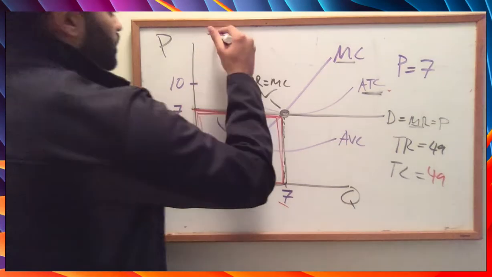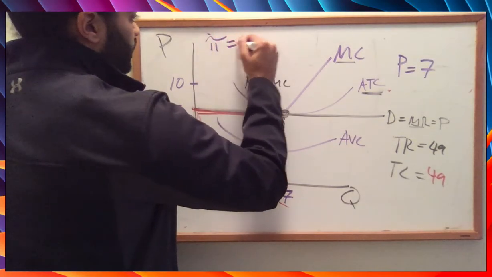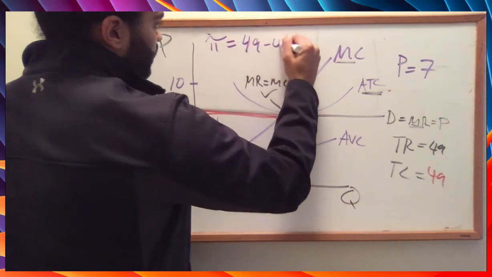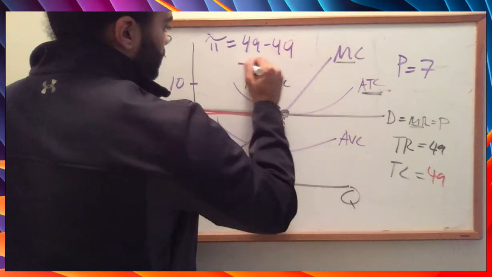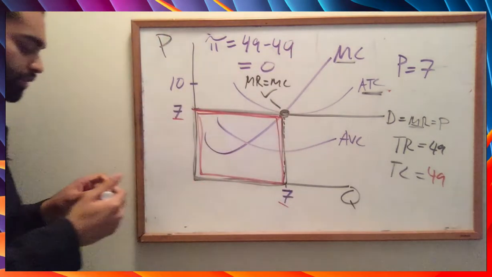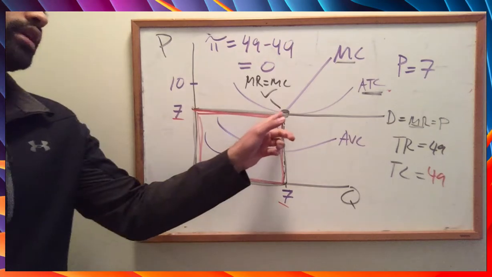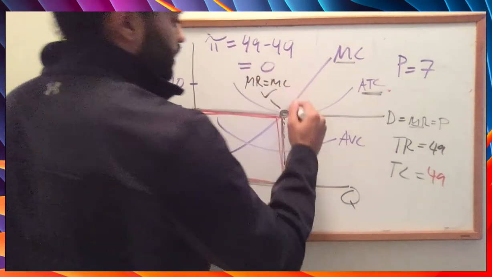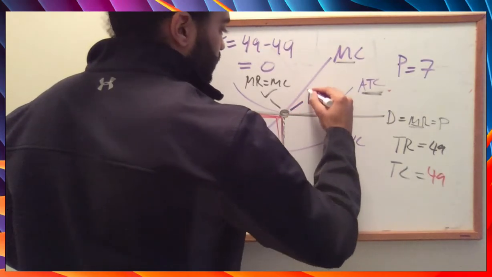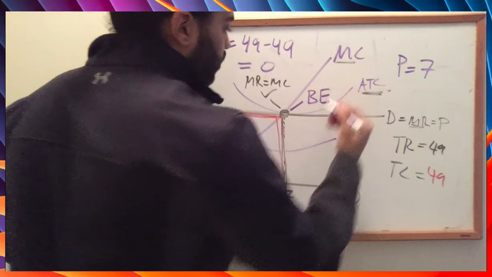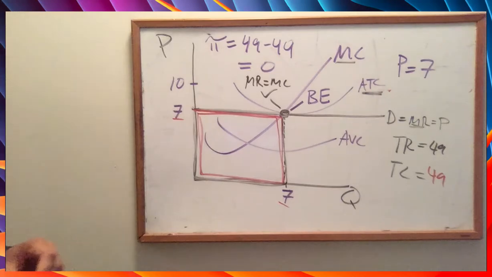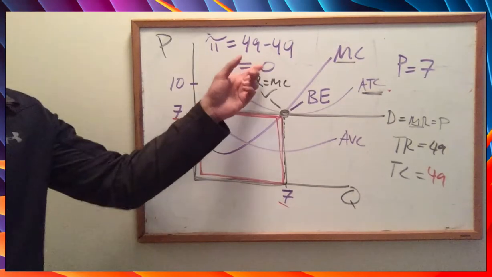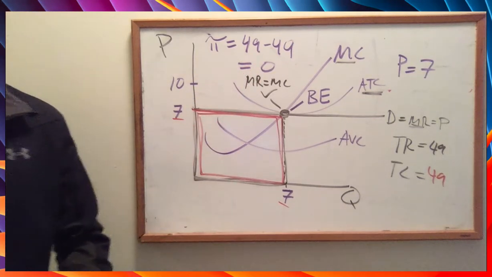Now if we do our profit calculations, it's 49 minus 49, which equals 0. Profit equals 0 at this point. We call this point the break-even point. So this point right here is your BE, or break even. We call this the break-even point because you break even. You don't make a profit, but you don't also lose money.